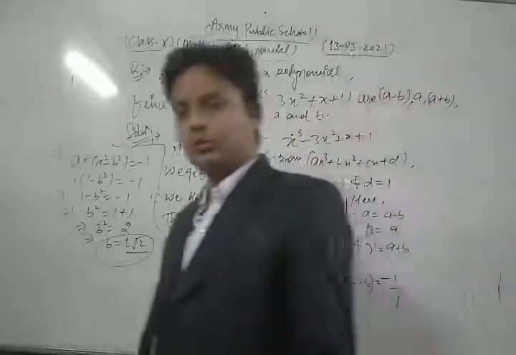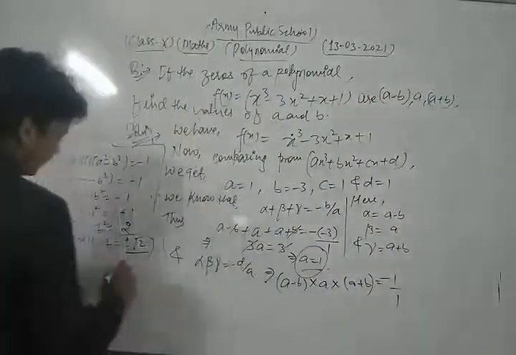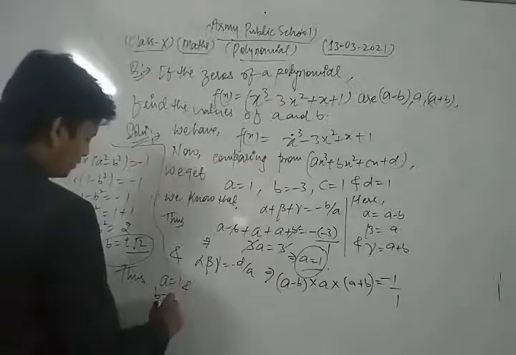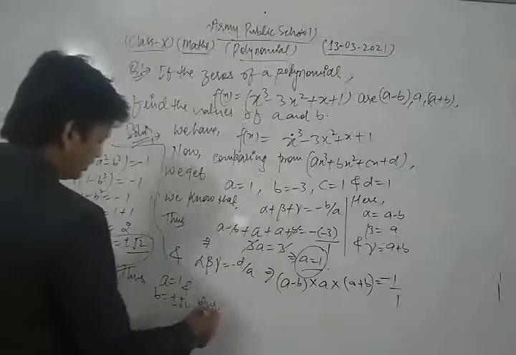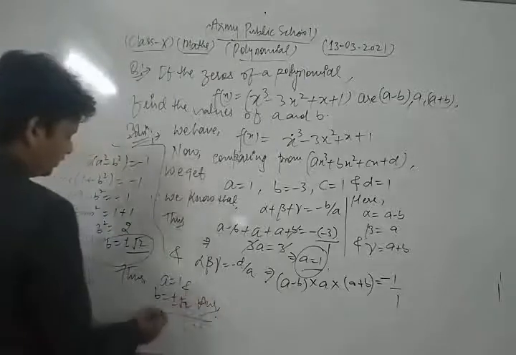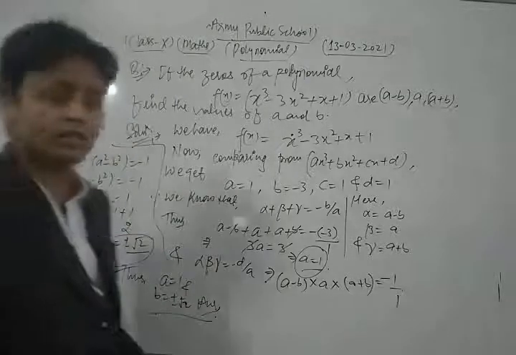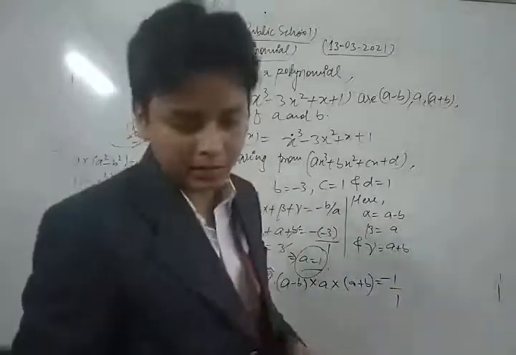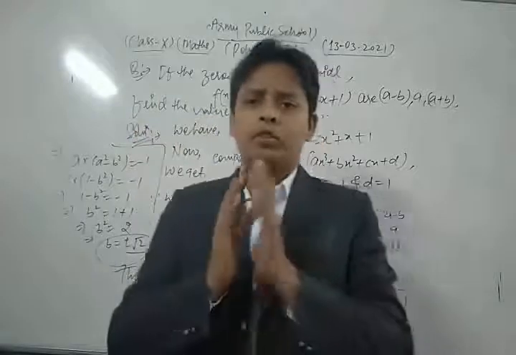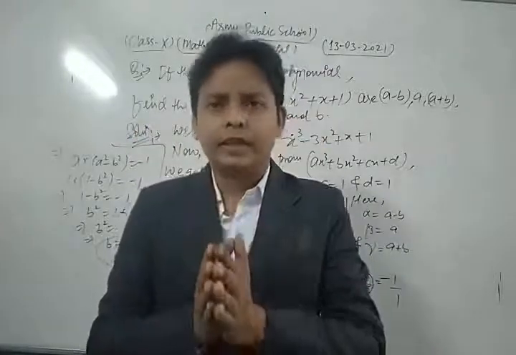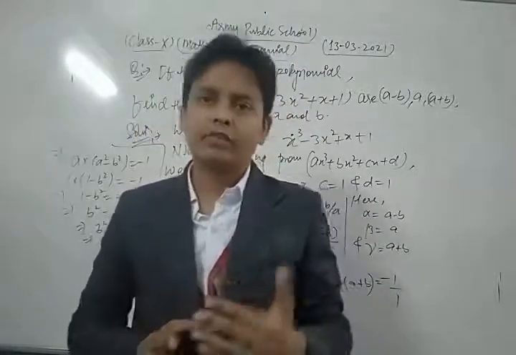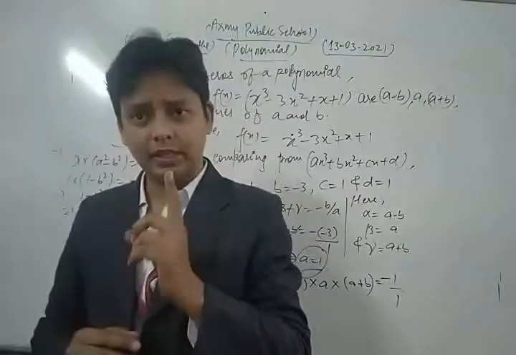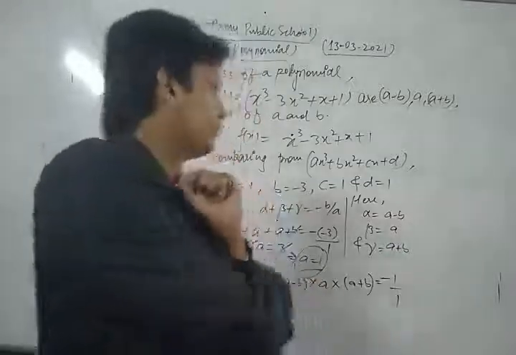Thus the required solution is: the value of a is 1 and the value of b is plus minus under root 2. This is the required solution of the given question. Okay, dear friends, this is a very important question of your syllabus. So please, dear students, do more and more practice of this type of questions. After that, you can solve each and every question of your NCERT exercise based on this topic.